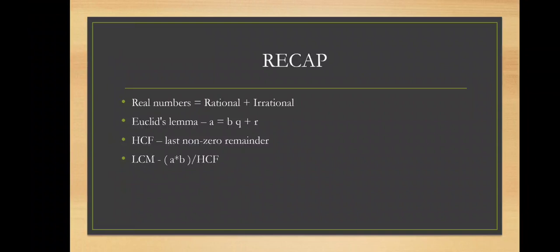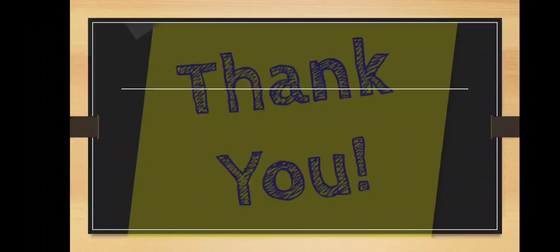Let us quickly review. Real numbers include rational and irrational numbers. Euclid's lemma formula is a equals bq plus r. HCF is the last non-zero remainder. LCM is product divided by HCF. This is the end of today's lesson. Practice the example given.